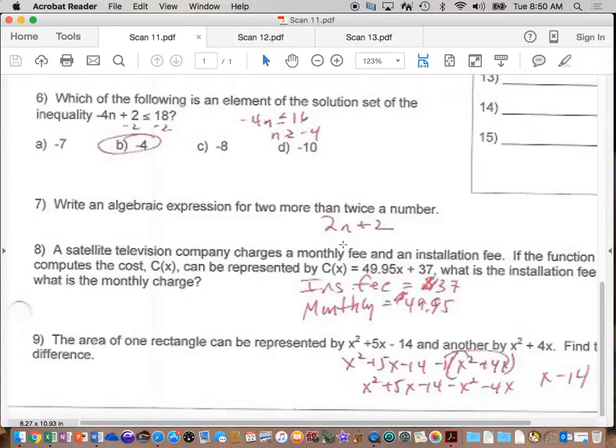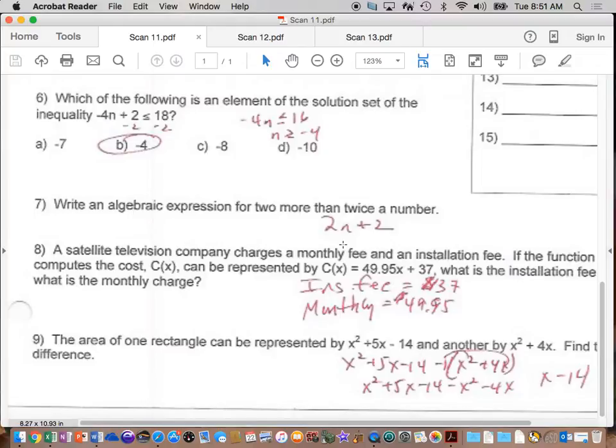Number 8. A satellite television company charges a monthly fee and an installation fee. If the function that computes the cost, C of x, can be represented by C of x equals 49.95x plus 37, what's the installation fee? What's the monthly charge? The monthly charge is the thing you get every single month, so it is going to be multiplied by the number of months. What's the only thing in there that's being multiplied? Anthony? 49.95. That's right. So that's how you know it's the monthly fee.